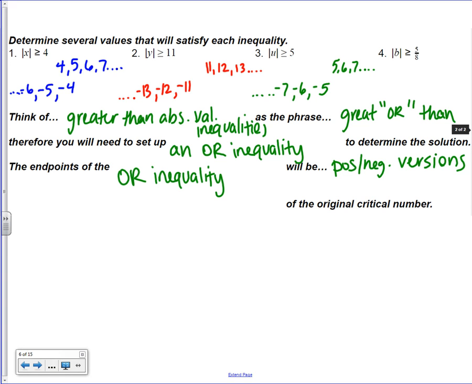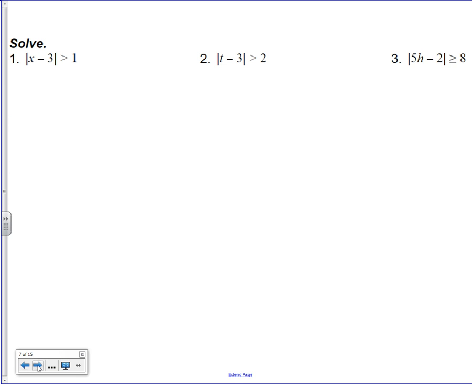So I want you to notice that the less than problems we just did were and inequalities. These are greater than problems, and these will be or inequalities. So if I want to solve this absolute value problem, the first thing I notice is this is a greater than. So I need to set up an or inequality.